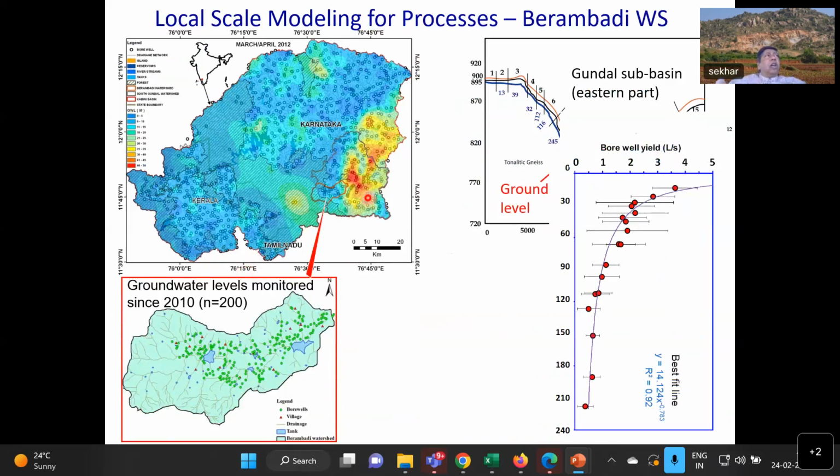Interestingly, it's not necessary that groundwater is used everywhere. As an example, here I'm showing a river called Kadini, which is a tributary to the Kaveri, and you see that not all parts are used. We did a mapping of the entire river using groundwater level measurements.